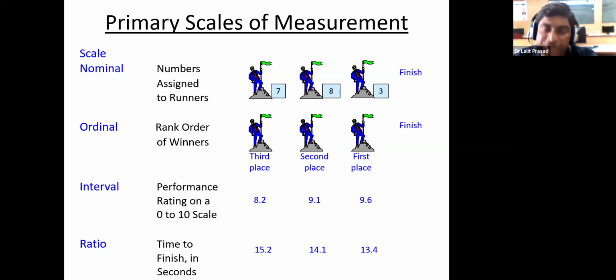There is a stopwatch, and it is starting from zero, absolute zero. So the third person is taking 15.2 seconds, the second position person is taking 14.1, and the first rank person is taking 13.4. In the case of a ratio scale, you can find out the difference, you can find out the ratio, anything you can find out, because here the zero is absolute zero.